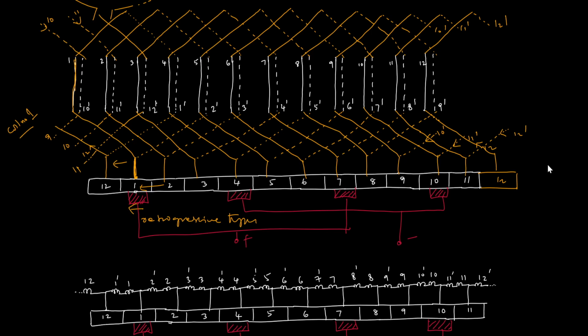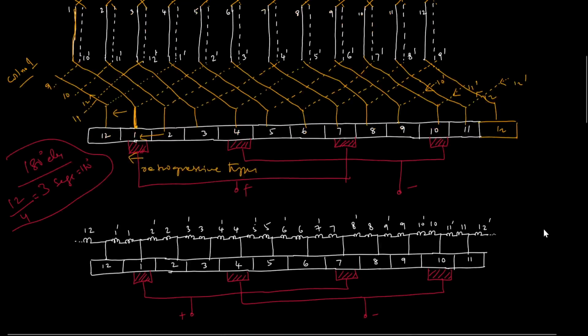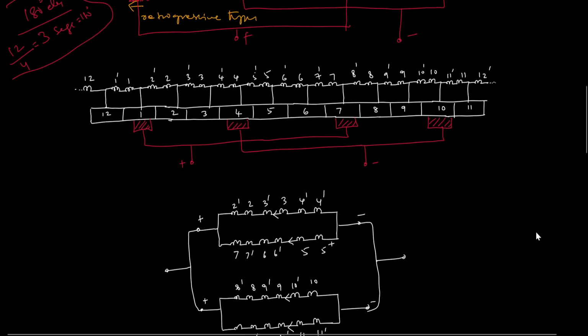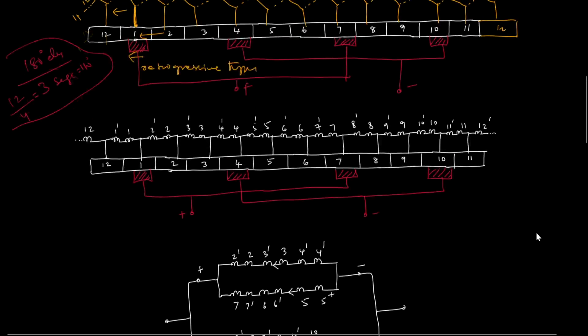Because for 180 degrees electrical, 3 segments, as a total of 12 segments divided by 4 poles, so 3 segments is equal to 180 degrees electrical. Remember this one. Now what we have done is a layout of the winding and identified the brush positions. Now let us identify the parallel paths.